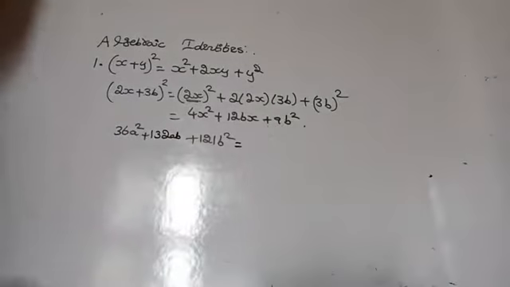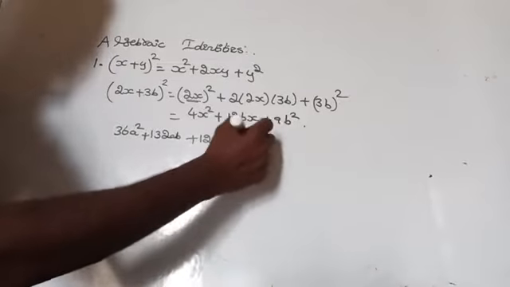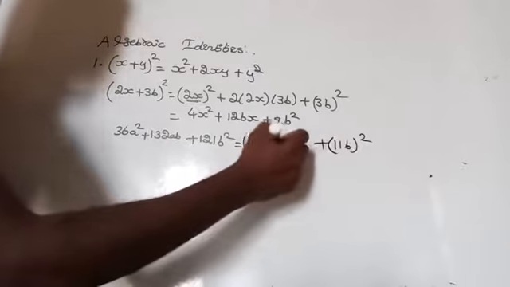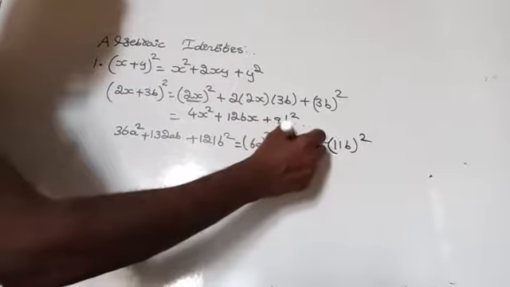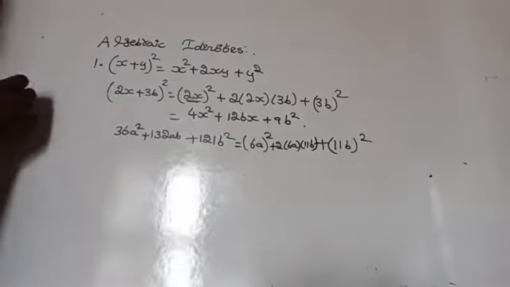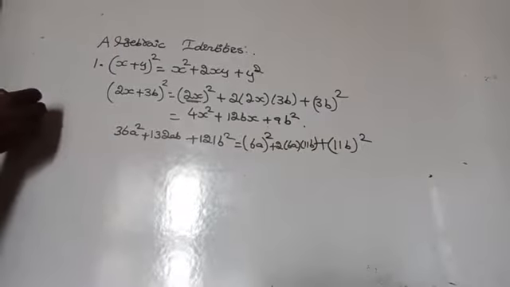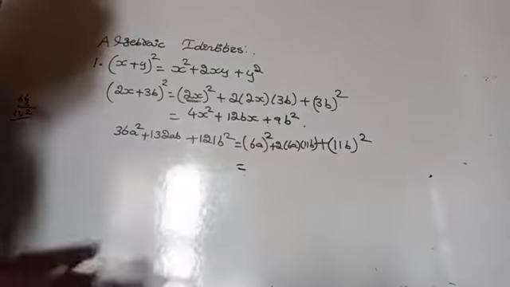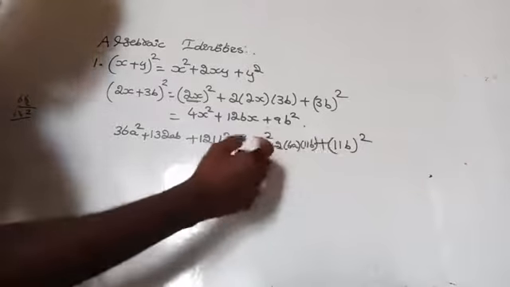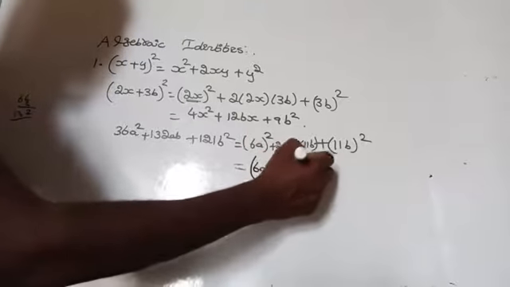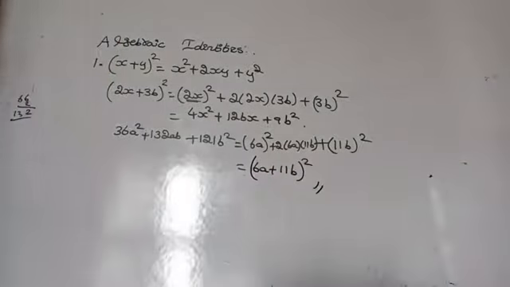How will you do that? (6a) the whole square plus (11b) the whole square plus 2 into 6a into 11b. That is 66 into 2 is 132. So you can write it in the form of a square plus 2ab plus b square. That means (6a + 11b) the whole square.